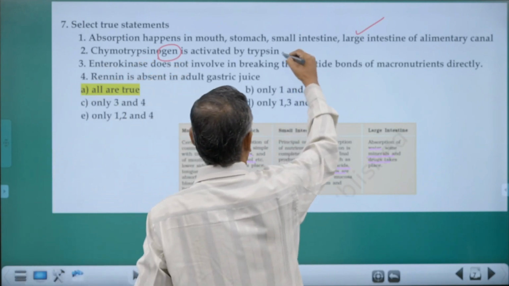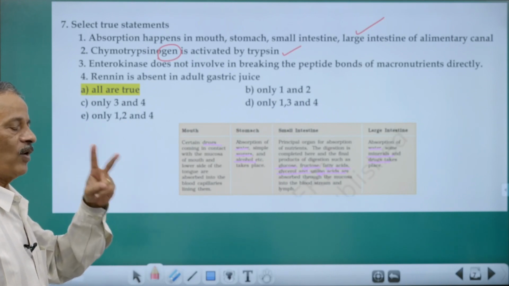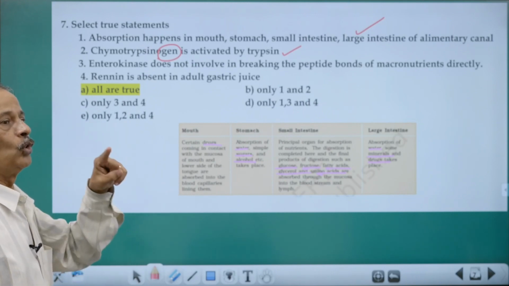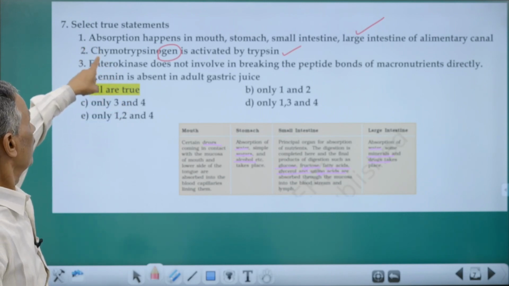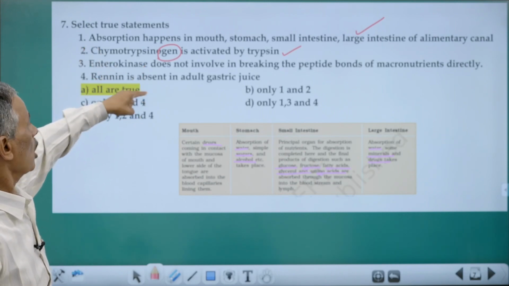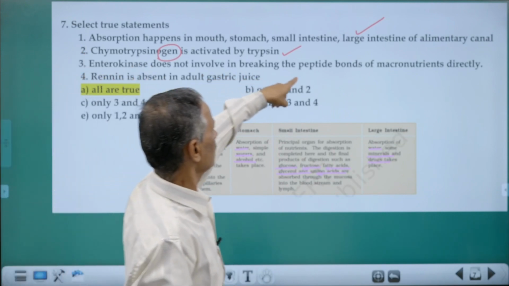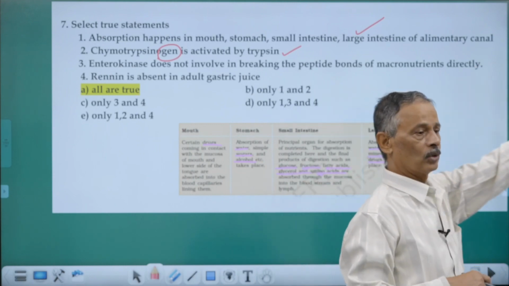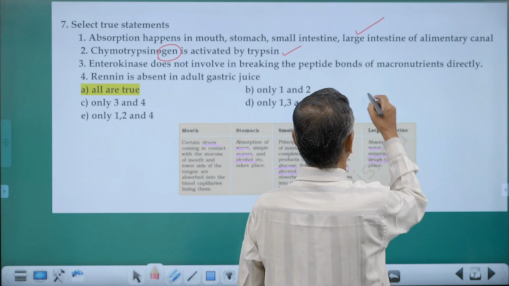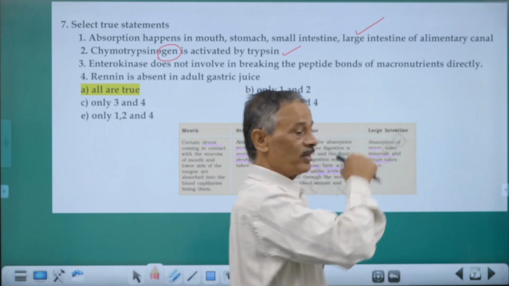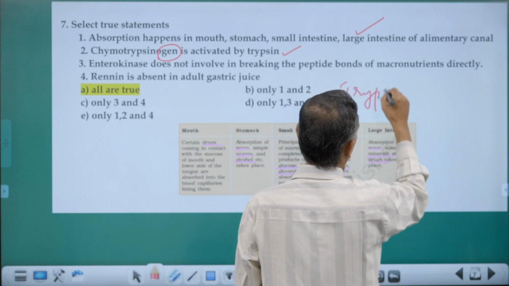activated by trypsin, correct? Trypsin has 2 activities. One, it can act on proteins. Two, it can activate other protein digesting enzymes of the pancreas like chymotrypsinogen and procarboxypeptidase. Enterokinase is not involved in breaking the peptide bond of macronutrients. Enterokinase is an enzyme present in the succus entericus. This will be only an activating enzyme that will activate trypsinogen.